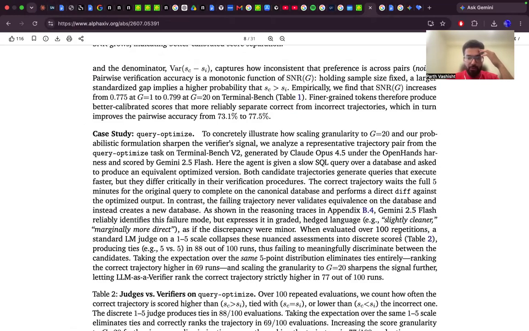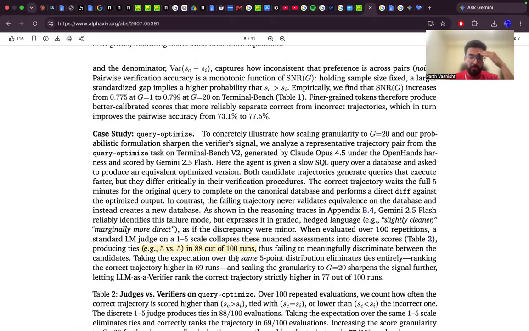When evaluated over 100 repetitions, a standard language model judge on a scale of 1 to 5 collapses these nuanced assessments into discrete scores. This is defined in Table 2. Producing ties, for example, 5 versus 5 in 88 out of 100 runs. This is crazy. Thus, failing to meaningfully discriminate between the candidates.